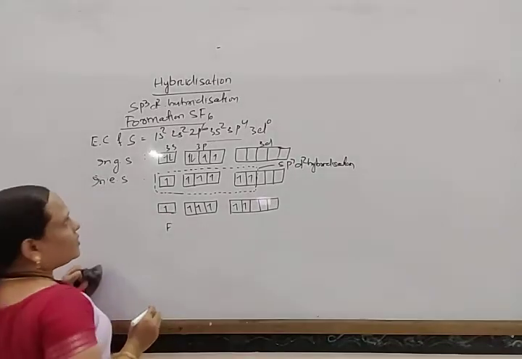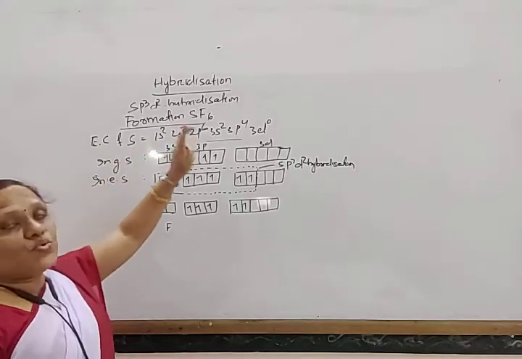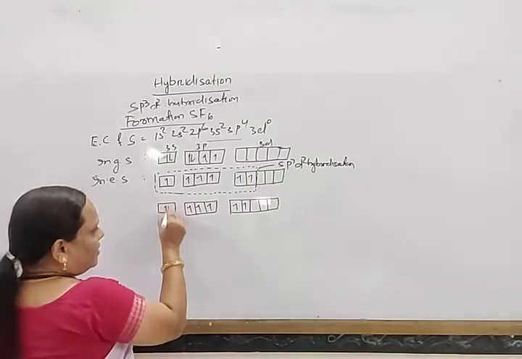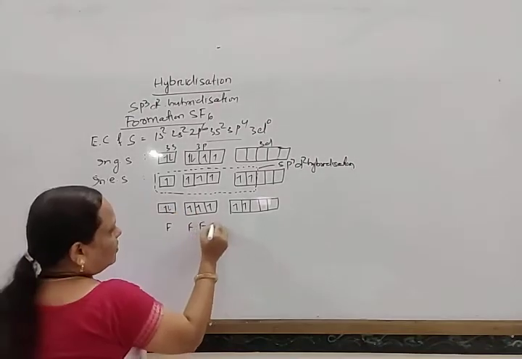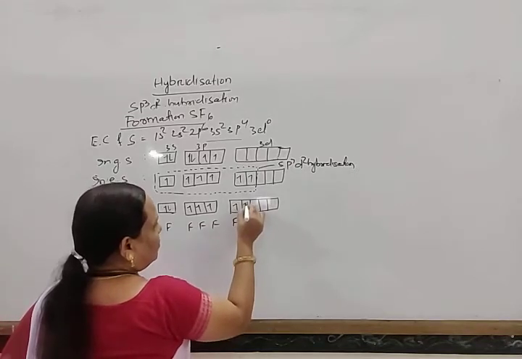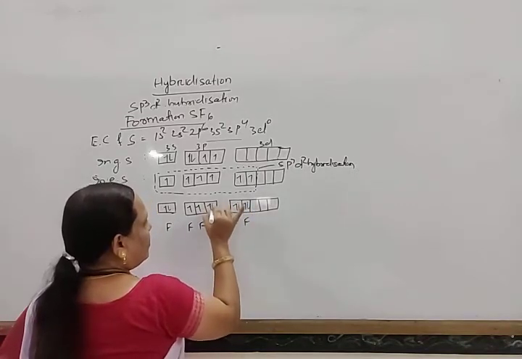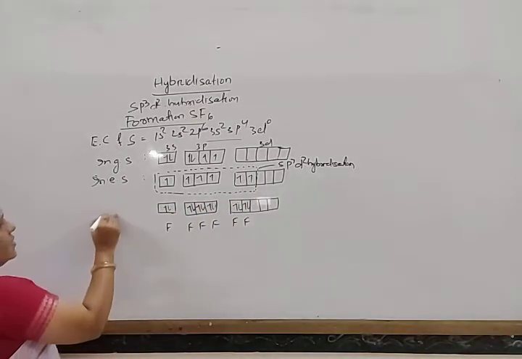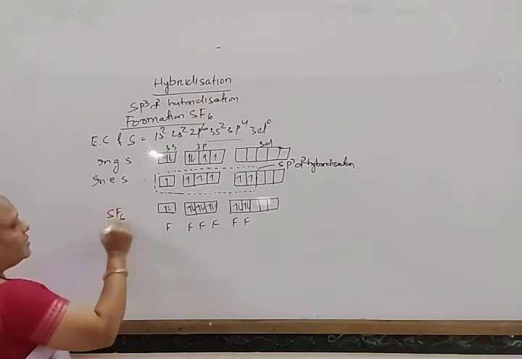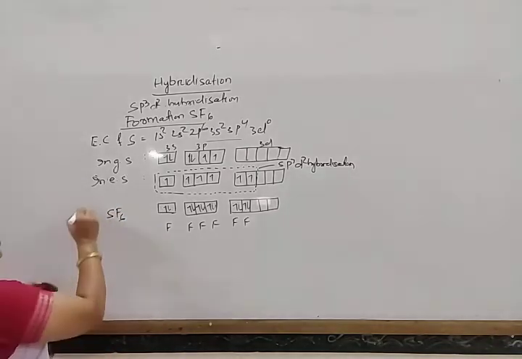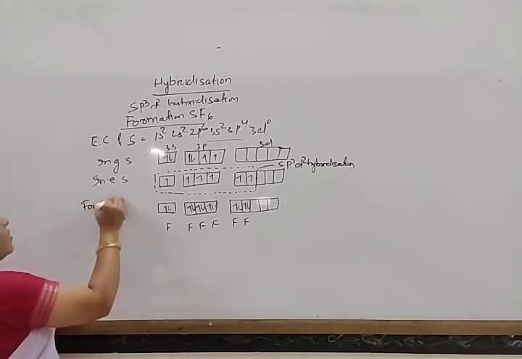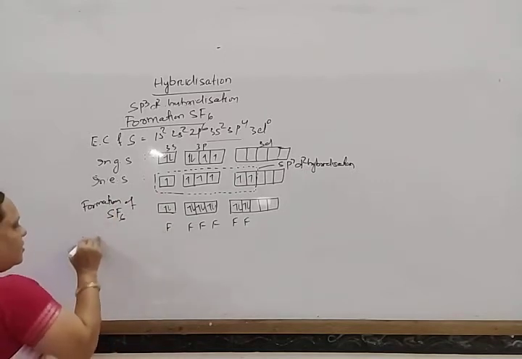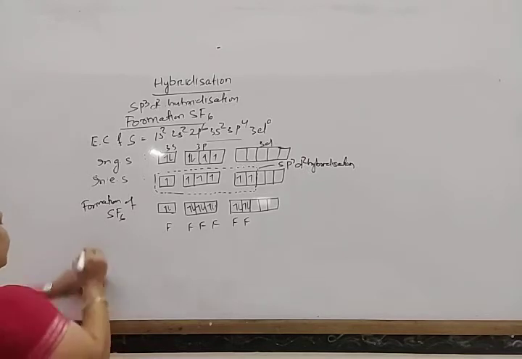Fluorine has the electronic configuration 1s2, 2s2, 2px2, 2py2 and 2pz1. So this 2pz1 orbital overlaps with them, with fluorine, fluorine, fluorine, fluorine and fluorine. In this way it overlaps to form SF6. This is the configuration of SF6, the formation of SF6.